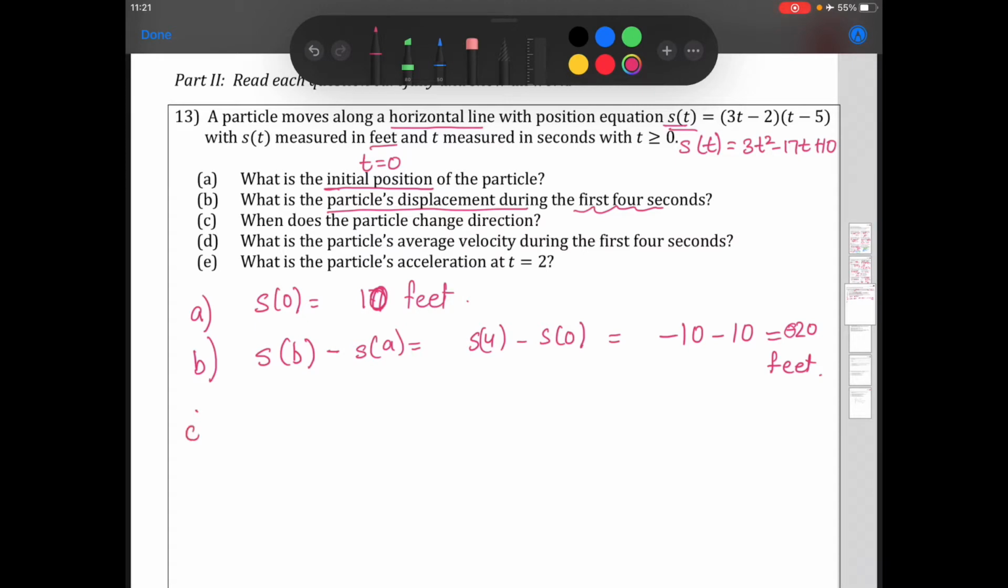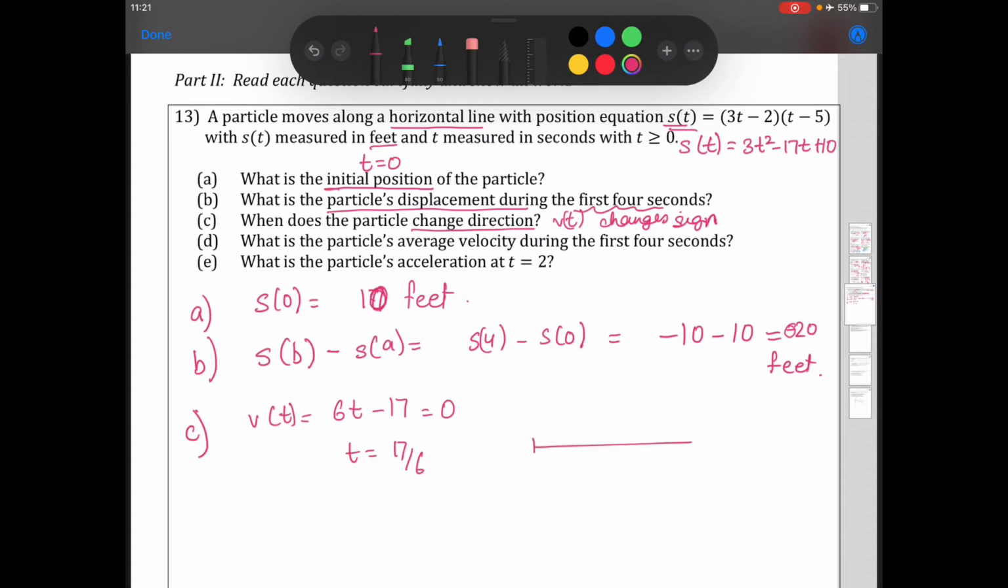Part C. When does the particle change direction? So the particle changes direction when my velocity changes sign, right? I always start again with my justification that helps me get the answer. So I don't know my velocity equation. So first let's find the velocity, which is the first derivative of my position, which would be 6t minus 17. So I'm going to set it equal to 0. So t is equal to 17 over 6.